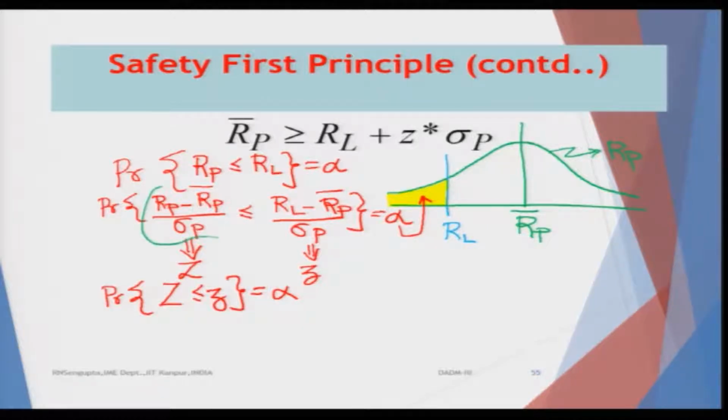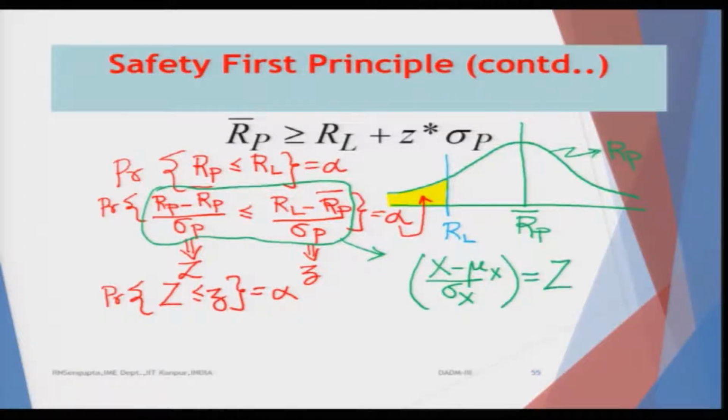We are utilizing the concept again using different colors. This is basically (x minus mu_x) by sigma_x, with mu and sigma having suffix x, which is basically the standard normal variable z. You just do a simple replacement of the variables.